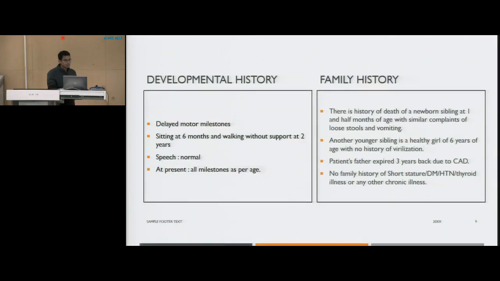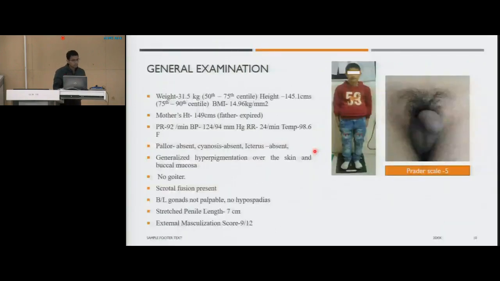Coming to the general examination of the child, the weight is 31.5 kg, between the 50th and 75th centile, height 145.1 centimeters, which lies between the 75th and 90th centile, BMI of 14.96, and otherwise the vitals were within normal limits.